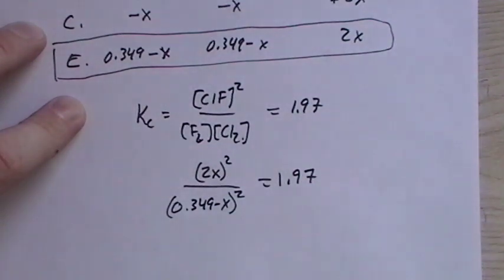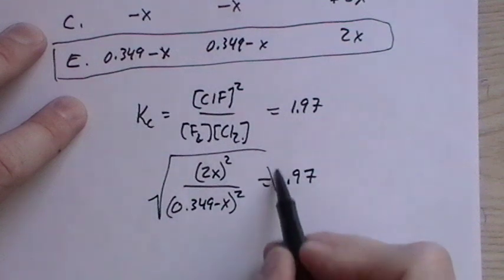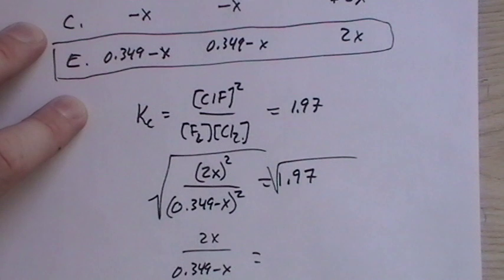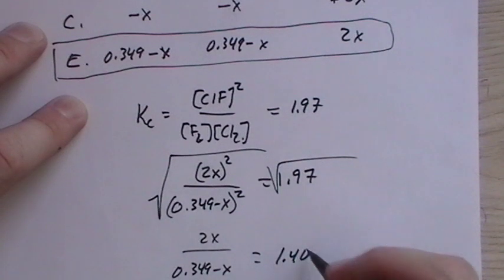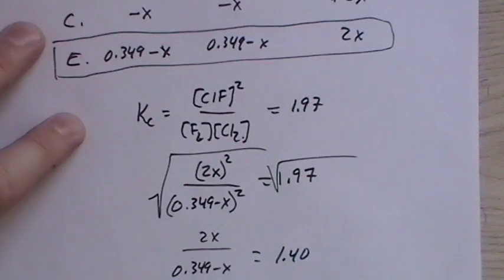You say, oh no, the quadratic formula. Well, the quadratic formula is going to come up. We're going to have to use it at one time or another. But here we don't have to. We just take the square root, like so. And then we have 2x over 0.349 minus x equals the square root of 1.97. Take the square root. This is 1.4, and then we solve for x here.